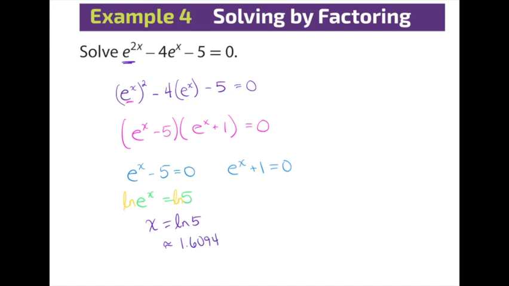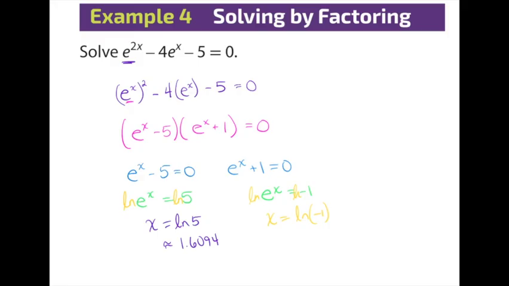What happens on this side over here? I get e to the x equals -1. If I take the natural log of both sides here, I get x equals the natural log of -1. What's the problem with the natural log of -1?